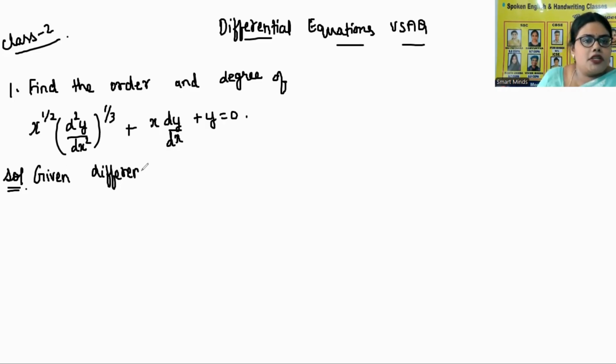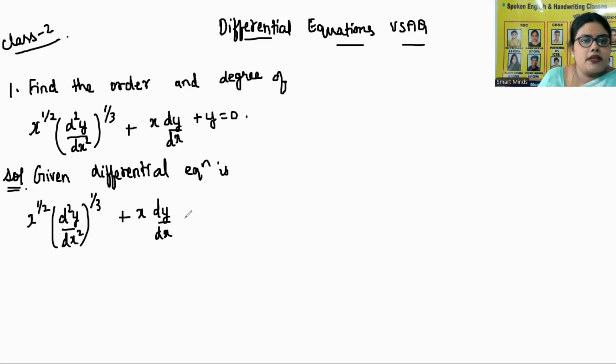So given differential equation is x power 1 by 2 (d square y by dx square) whole power 1 by 3 plus x dy by dx plus y is equal to 0. So this is a differential equation. You have dy by dx, d square y by dx square. So an equation where you have all these derivatives, that is called a differential equation.